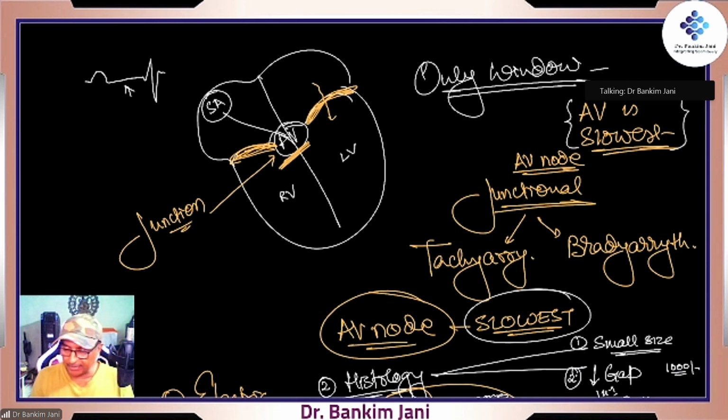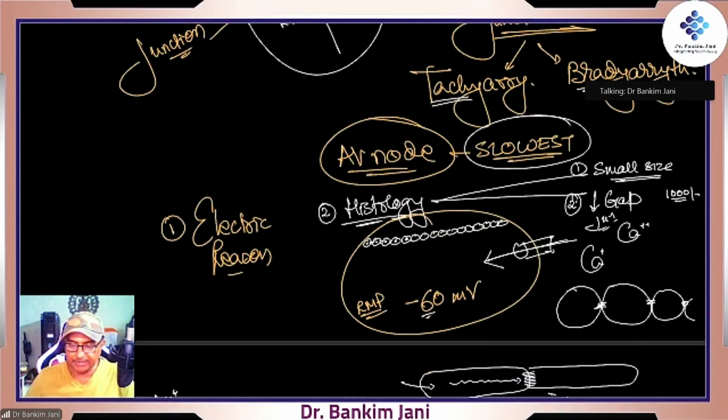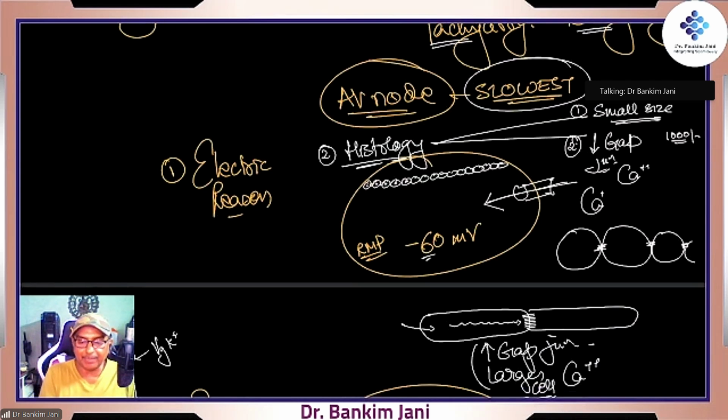The problem is occurring in this junctional node, that is the AV node. So either something is happening in the AV node that it goes for a higher rate, so tachyarrhythmia, or it goes for bradyarrhythmia. So simply increasing speed or decreasing speed. So far, easy. We understood why the AV node is the slowest. What is it that makes it the slowest one?